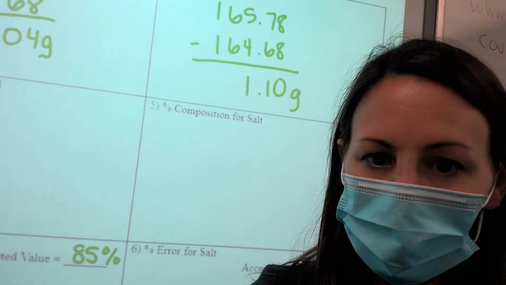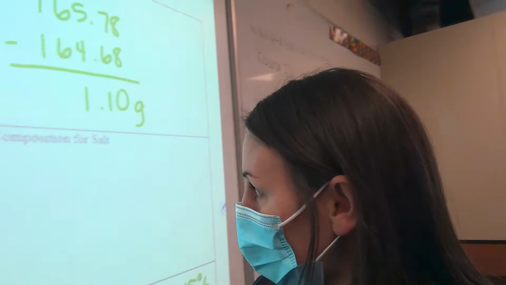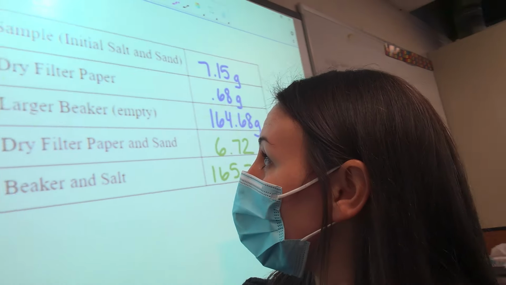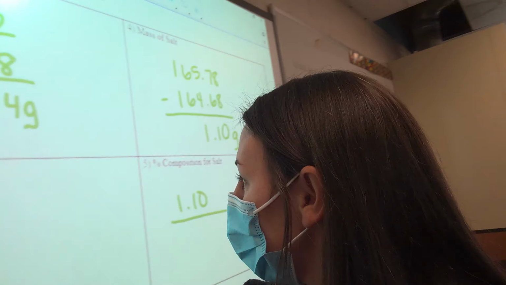For salt, percent composition, you want to take how much salt you had, divide it by the mass of the whole mixture, which is 7.15. Times it by 100. That's going to tell you the percentage of salt you had. The accepted value for salt is 15%.